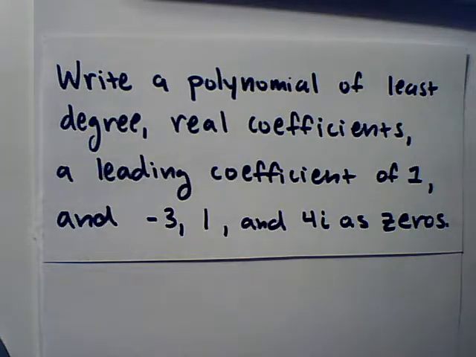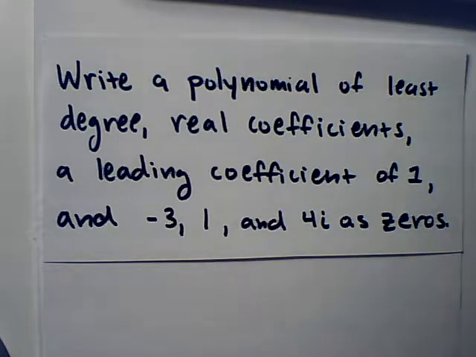Hey guys, here we're going to look at an example of how we can write a polynomial function. This is asking us to write a polynomial function of least degree that has real coefficients, a leading coefficient of 1, and -3, 1, and 4i as the zeros.